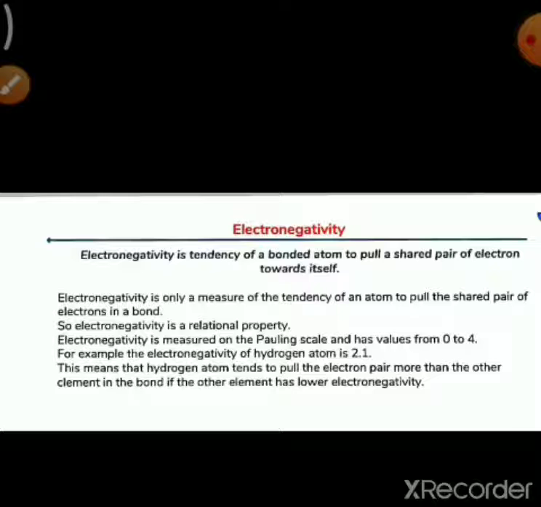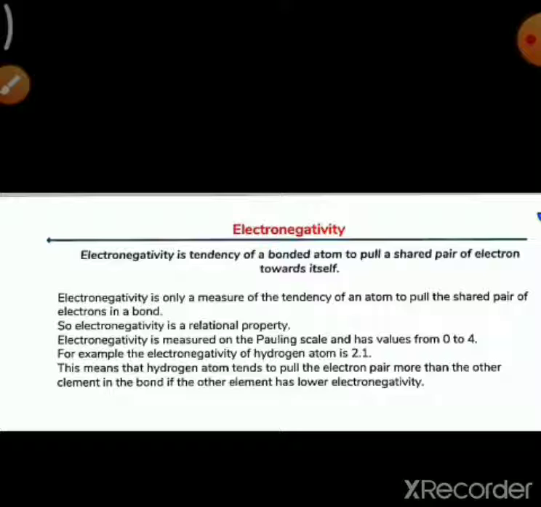In this video we are going to discuss another property of the periodic table, that is electronegativity. In the last video we discussed electron affinity, and today we will discuss electronegativity. So let's start. What is electronegativity?